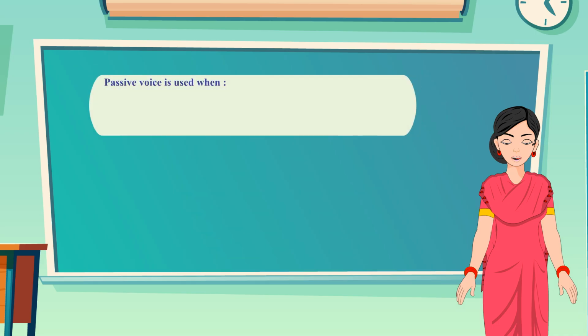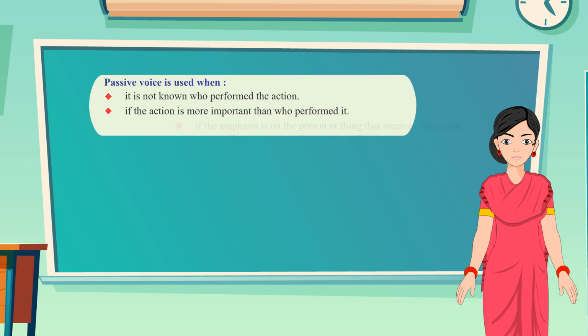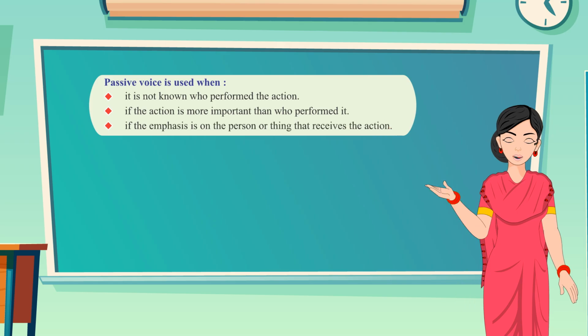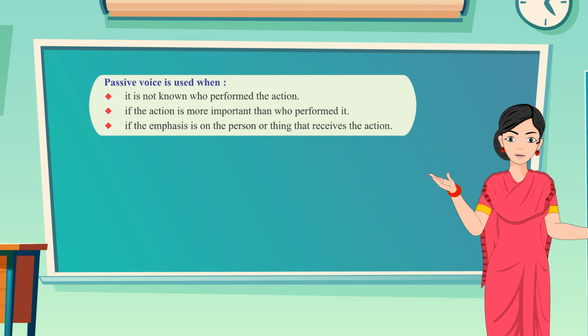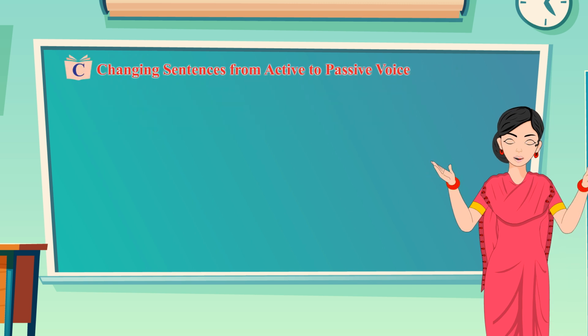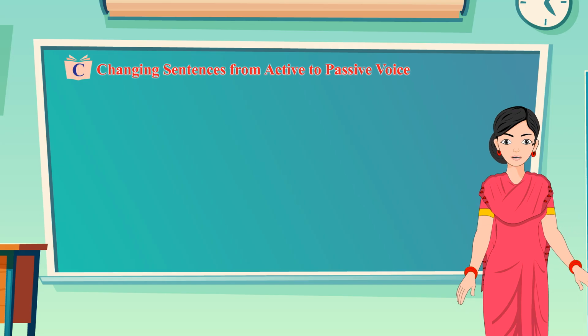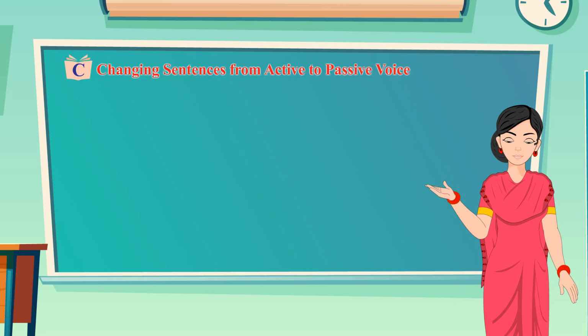Passive voice is used when it is not known who performed the action, if the action is more important than who performed it, or if the emphasis is on the person or thing that receives the action. Now see changing sentences from active to passive voice.